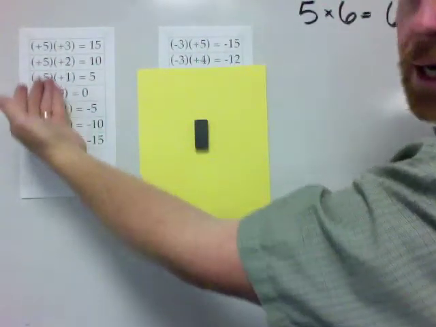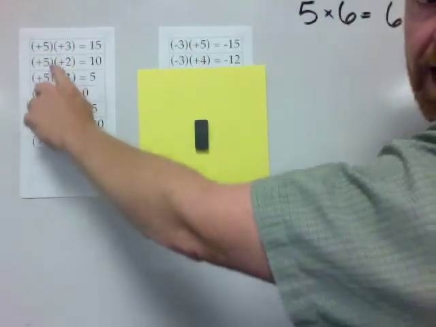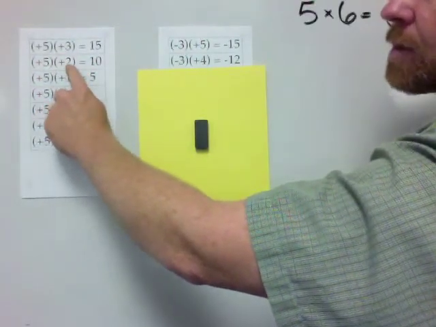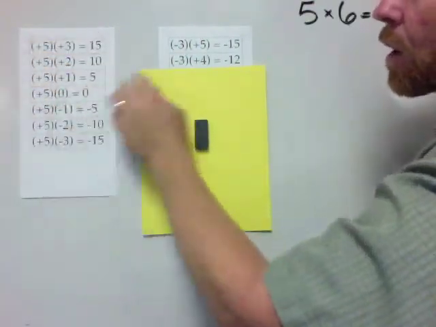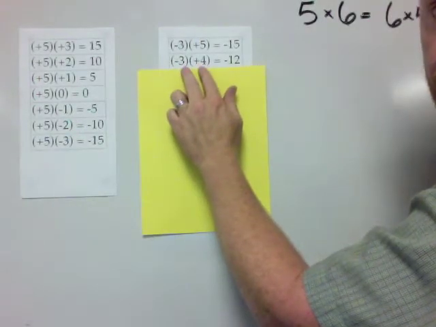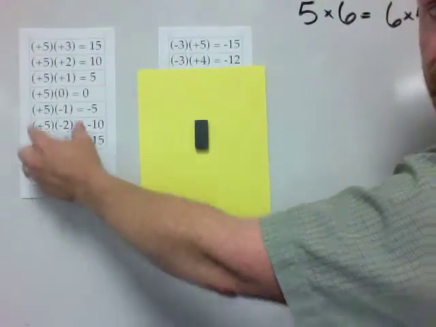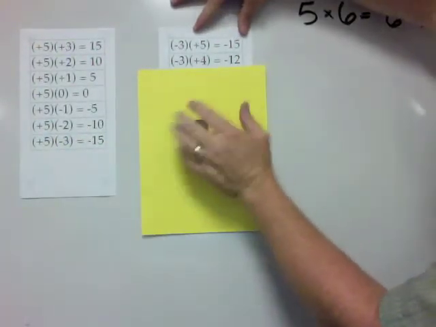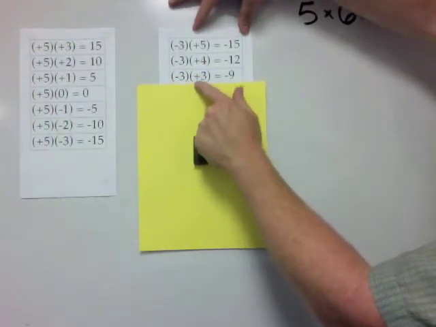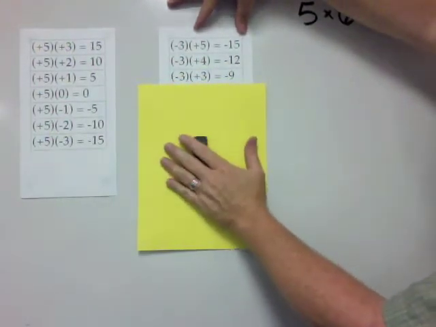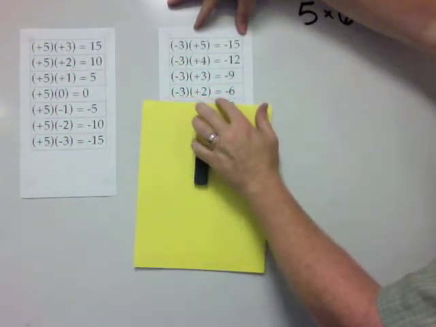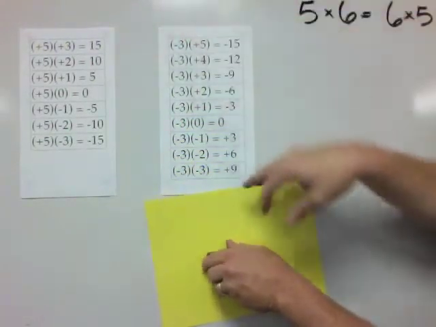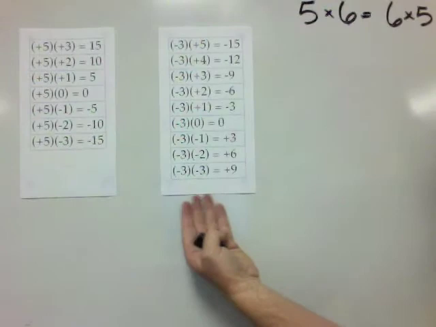Why? Because over here, if I were to change these 5s into a 4, we would have 4 times 3, 4 times 2, 4 times 1, and we could work our way down to 4 times negative 3, and we would discover in this rule that 4 times negative 3 was negative 12. Now we're starting to see a pattern here. If I were to continue, negative 3 times positive 3, I get negative 9. Negative 3 times positive 2 is negative 6. And then if I were to continue on down, I would get all the way down to negative 3 times negative 3 is positive 9.